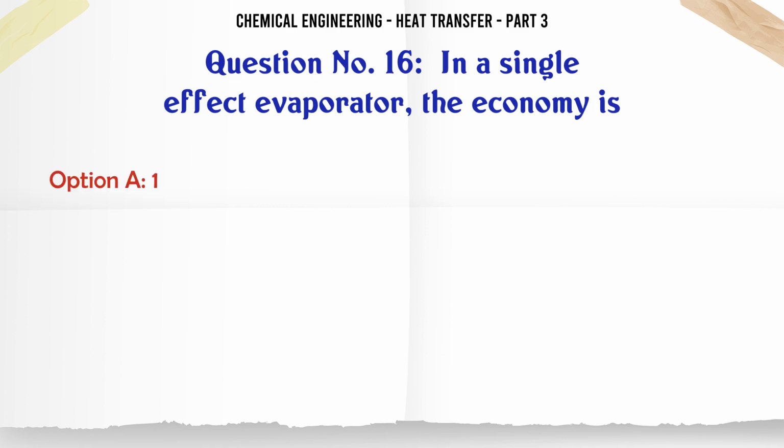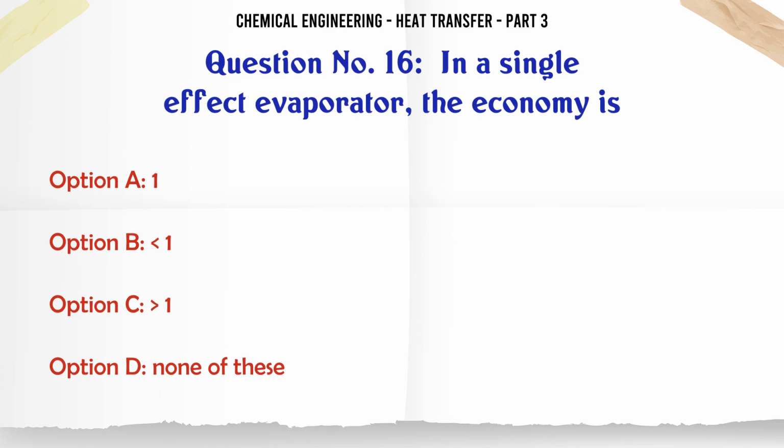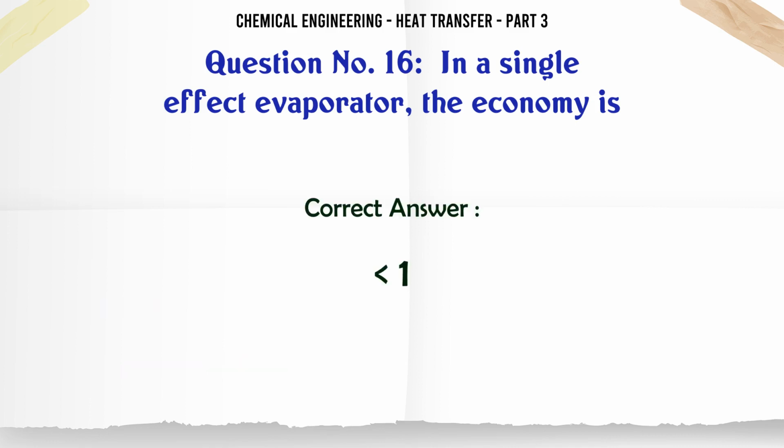In a single effect evaporator the economy is A. 1, B. 1, C. 1, D. none of these. The correct answer is 1.